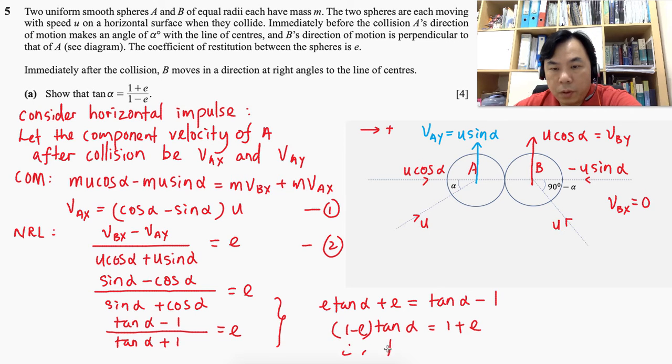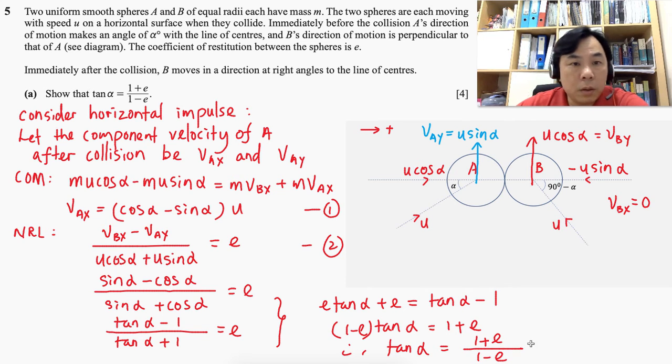And then therefore, our tangent alpha is the same as, right, is that the same? Yep, correct. Therefore it is proven here. Now I hope that is clear for this question. We're going to move on to the next section of question 5.